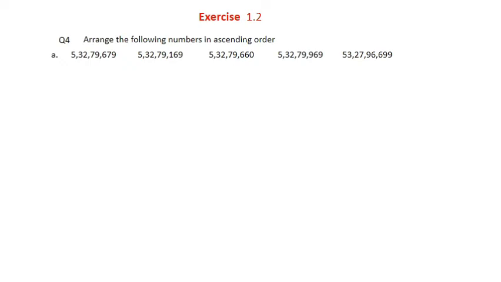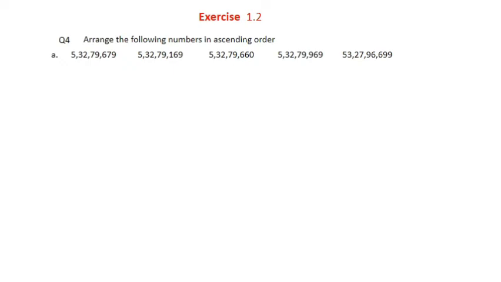Come to the lakh place. 32 lakh in all four numbers. Again they are the same. Come to the thousand place. 79,000 in all four numbers, again the same. Now we have to compare the hundreds place. Here the hundreds digit is 6, here is 1, here is 6 and 9. If you see here, 1 is the smallest number.